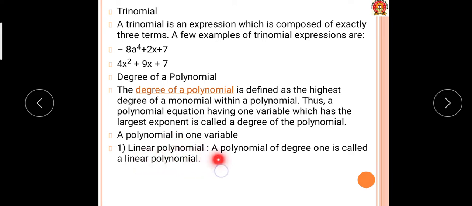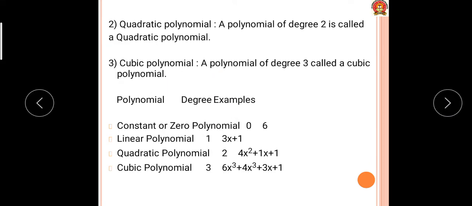linear polynomial. A polynomial of degree 1. On the basis of degree, polynomials are classified as linear, quadratic, cubic. Now see, linear means whose degree is 1. The highest degree of the given polynomial is 1, called a linear polynomial. The highest degree of the polynomial is 2, called a quadratic polynomial, and the highest degree of the polynomial is 3, called a cubic polynomial.